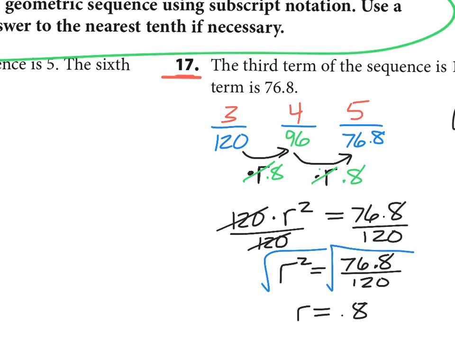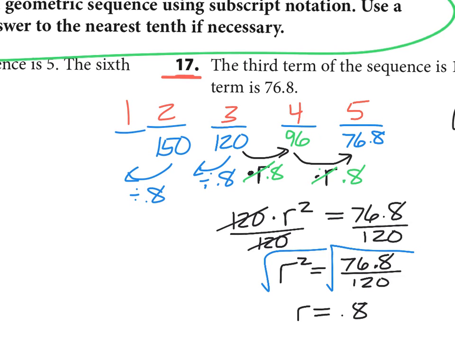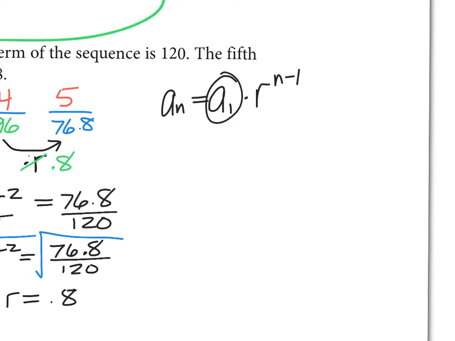So how do we do that? We do the same exact thing, but instead of multiplying by r, now I'm going to divide by r. So I'm going to divide by 0.8, okay? So I do 120 divided by 0.8, and that's 150. Then I have to do that one more time, divide by 0.8, and I get 187.5. That's my first term. So now I can write my explicit rule: 187.5 times r, which is 0.8, to the n minus 1 power.